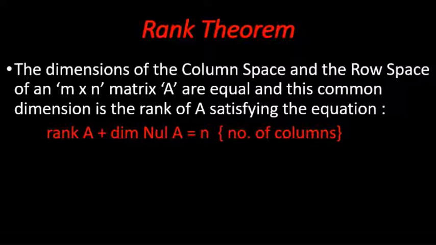So in this rank theorem statement, the first line says dimensions of column space and row space are equal. Already we have looked at it while we were working out the problems, because dimension of column space, number of pivot columns and number of non-zero rows will be the same. That we will prove here in rank theorem. And since they both are equal, their common dimension will be called rank of A, and it satisfies the equation rank A plus dimension of null space A is equal to n, which is equal to number of columns.